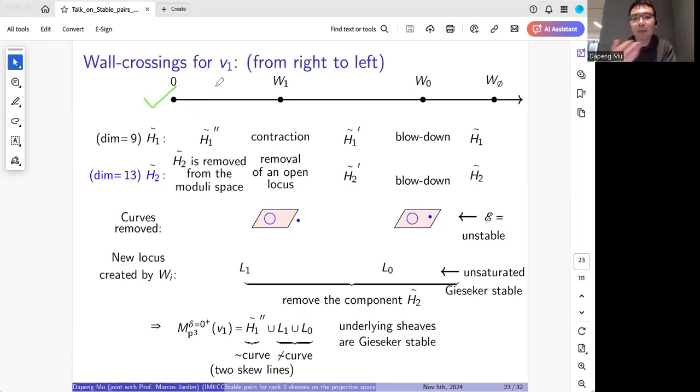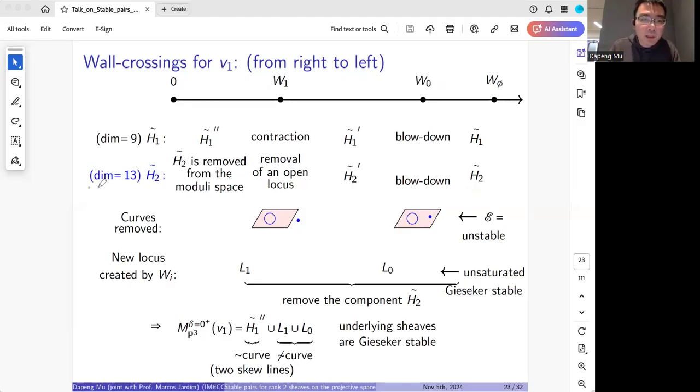So firstly, we have this axis. This is the QP axis, the polynomial axis. We are only interested in the wall crossings between 0 and the collapsing wall. And then by computations, there are only two walls in between. So we consider two wall crossings at these two walls. Let me cross the walls from right to left. I will start from the fiber Hilbert scheme. So these are the two components.